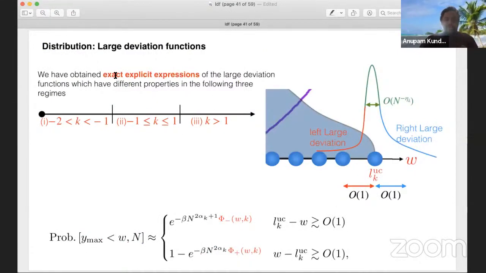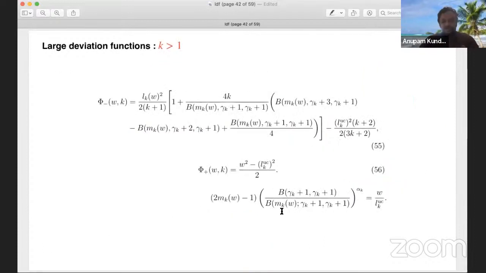But we could compute and find exact explicit expressions of the large deviation functions, which can be classified into 3 regimes: -2 to -1, -1 to 1, and k greater than 1. We could find these explicit expressions. I just wanted to flash these expressions. I don't expect you to look at them carefully, because they are not illuminating.